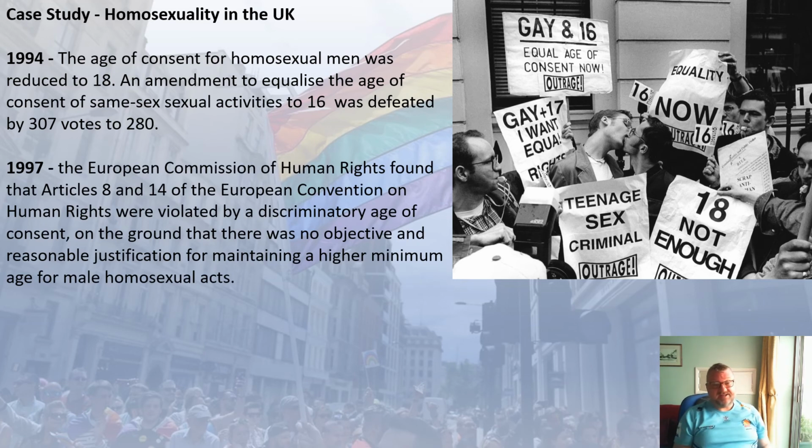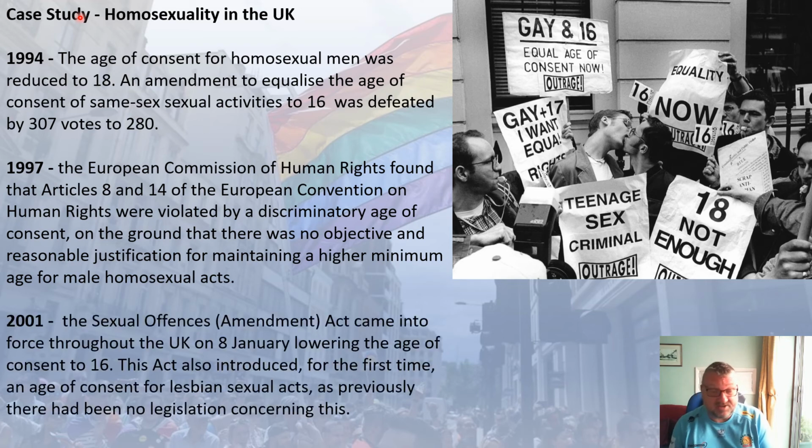Then we moved to 1997, and there, because we were in the EU at the time, Boris hadn't taken us out, the European Commission of Human Rights actually found that we were breaking the law and that we as a country were violating and discriminating the age of consent based on people's sexuality. By saying that male homosexual acts had to have a higher consensual age, we were discriminating on grounds of sexuality and we were breaking the law. So we had to do something about it. And we eventually did in 2001.